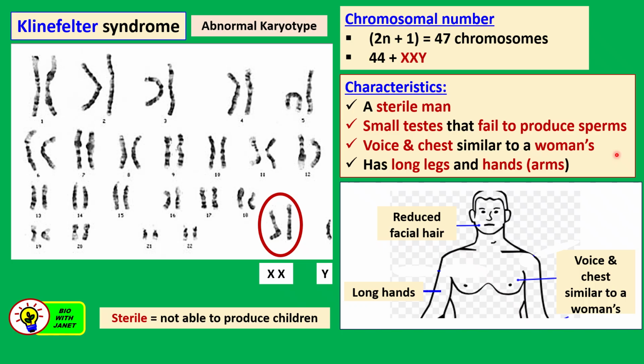The voice and chest are similar to a woman, so there may be slight development of the breast, and the voice may be a bit high pitched. Okay, has long legs and arms, and reduced facial hair. These are extra points, but remember the 4 characteristics here. Think of a man but with some women's characteristics. All right. Now this condition is not that common. Okay, it's considered rare.